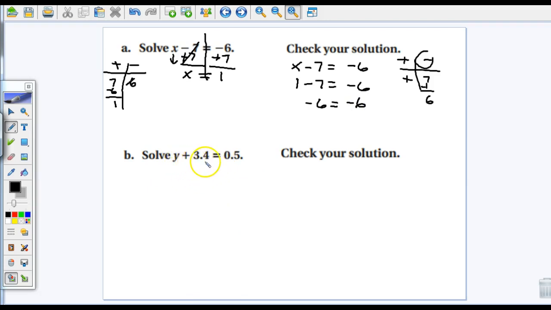Y plus 3.4 is going to be equal to 0.5. And then we'll solve this together and do the check. Push pause, make sure you have all of this copied down, copy down this equation, and then when you're ready, push play and we will solve it together.